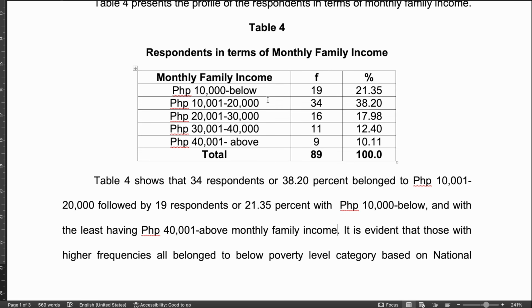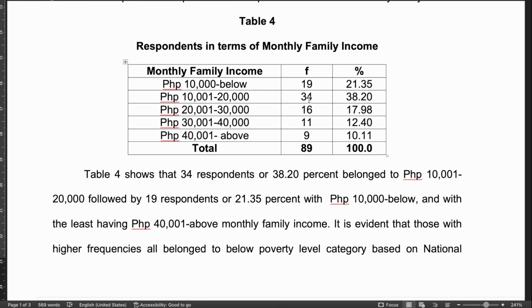Okay, so syempre pag inanalyze natin itong data na ito, ang may pinakamarami ay yung merong 10,001 to 20,000 pesos monthly family income. 34 sila at sila din yung merong pinakamataas na percentage. Sinusundan siya nitong 19, ng 16, ng 11, at ang may pinakakaunti ay yung may 40,001 and above. Ito lang yung frequency niya, 9, and then ang percentage niya ay 10.11.